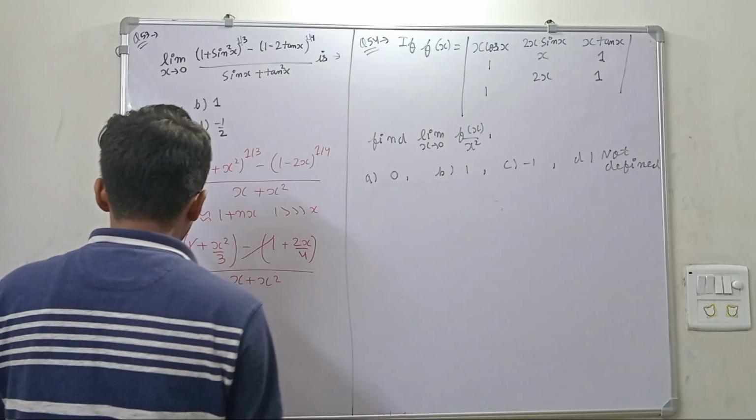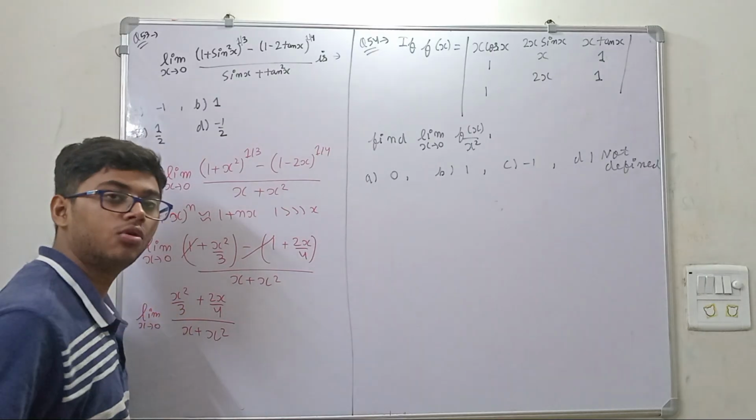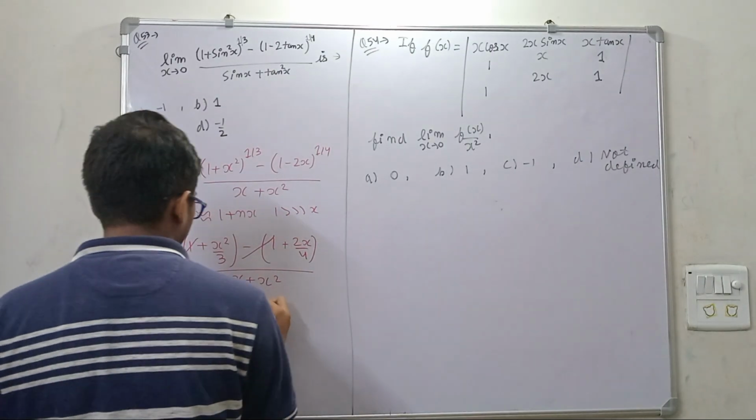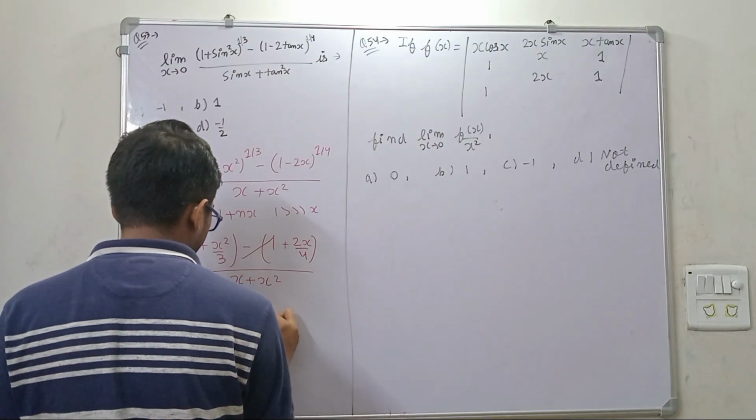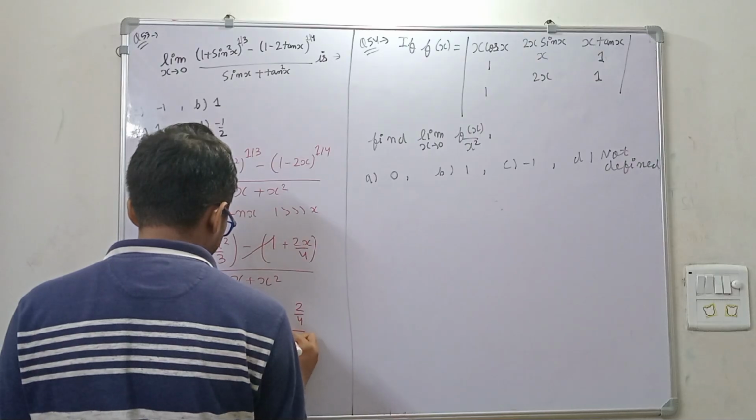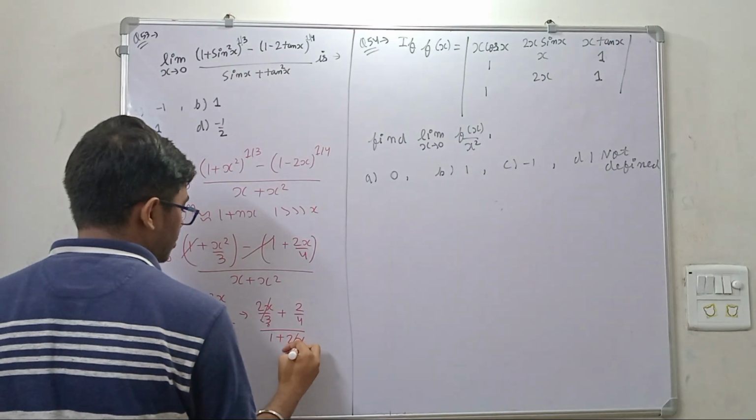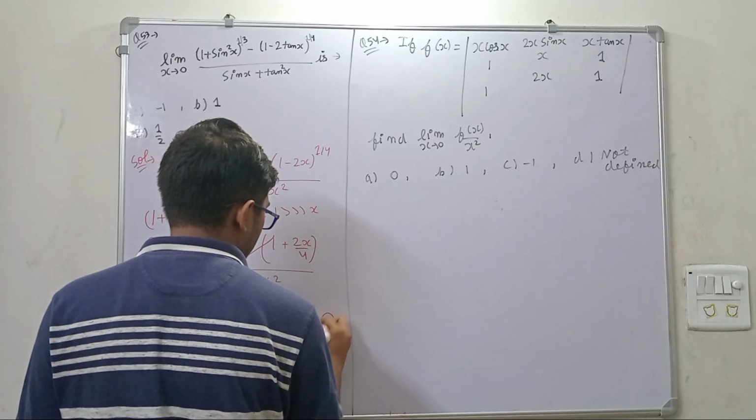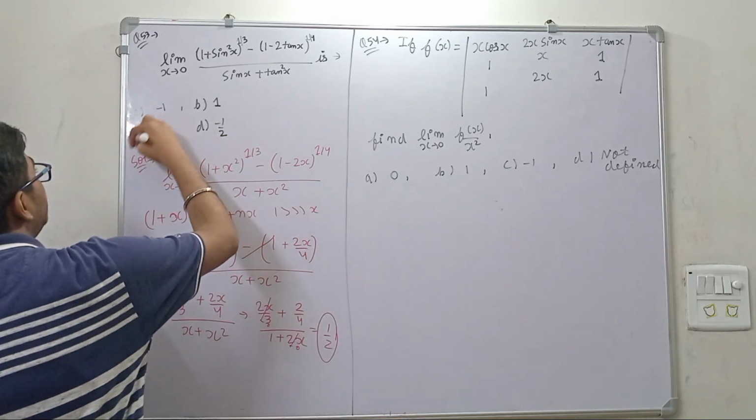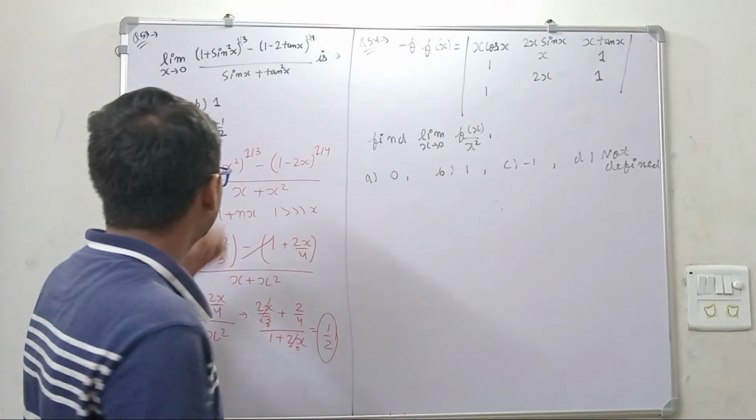And limit x tends to 0. Now 0 by 0 comes, so apply L'Hopital's rule. 2x by 3 plus 2 by 4 upon 1 plus 2x. Now x will be 0, so this will be 0, this will be 0. Answer is 1 by 2, means option number C. You always have to remember the binomial approximation and the condition when it is applied.